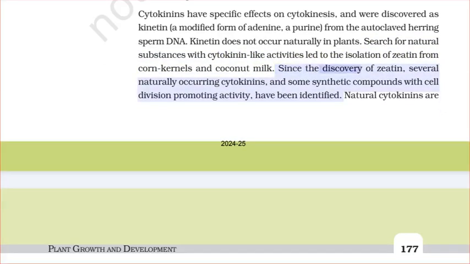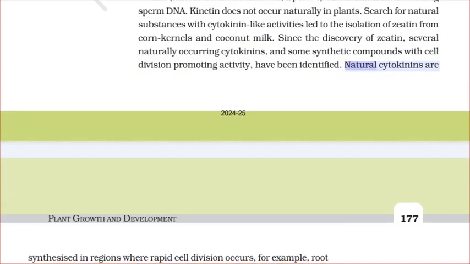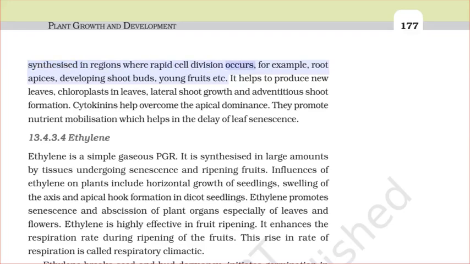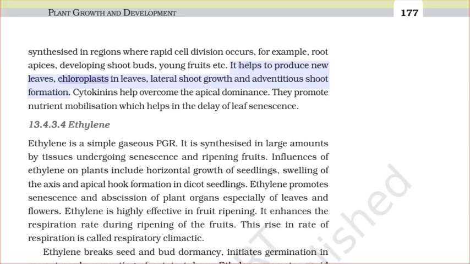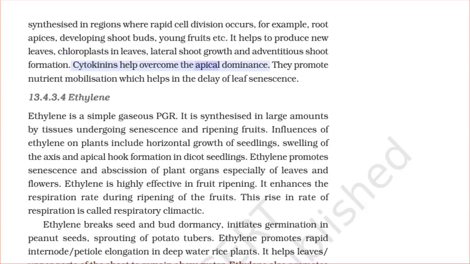Since the discovery of zeatin, several naturally occurring cytokinins and some synthetic compounds with cell division promoting activity have been identified. Natural cytokinins are synthesized in regions where rapid cell division occurs, for example, root apices, developing shoot buds, young fruits, etc. It helps to produce new leaves, chloroplasts in leaves, lateral shoot growth, and adventitious shoot formation. Cytokinins help overcome the apical dominance. They promote nutrient mobilization, which helps in the delay of leaf senescence.